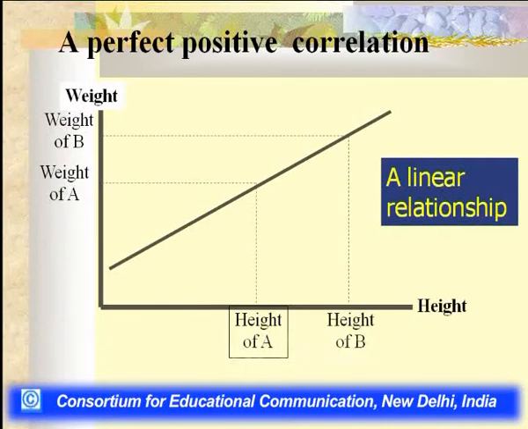So, if this is the case, that is, the quantum of change in one gives you the same quantum of change in the other, we call it a linear relationship. So, this is an example of a perfect positive correlation, as both the variables are moving up in the same direction. Now, let us have another example of the scatter diagram.